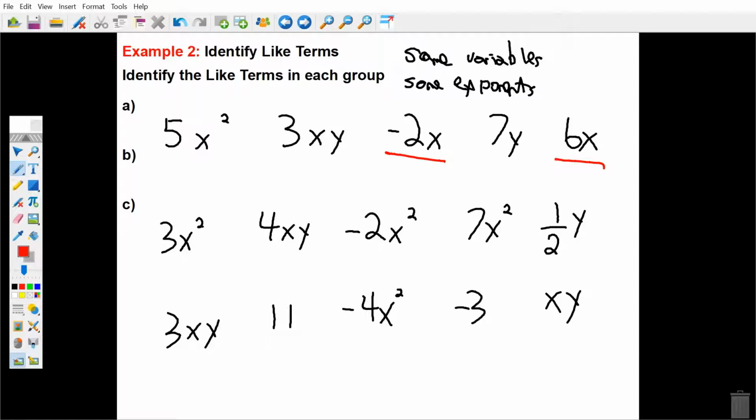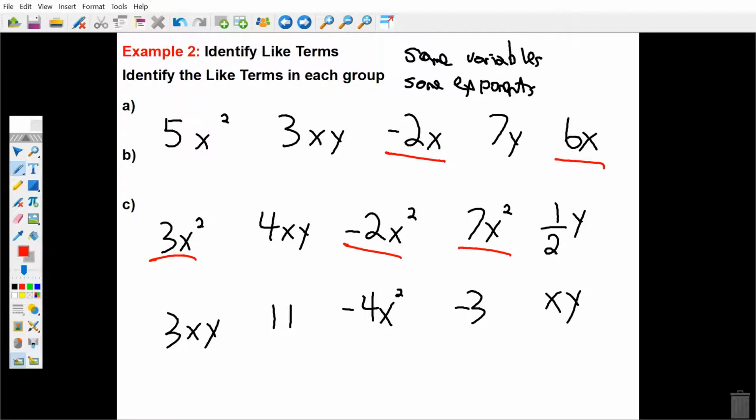In part B, we have 3x squared, 4xy, negative 2x squared, 7x squared, and 1/2 y. Our like terms are 3x squared, negative 2x squared, and 7x squared. Each of these are like terms because they have the same variables and the same exponents.